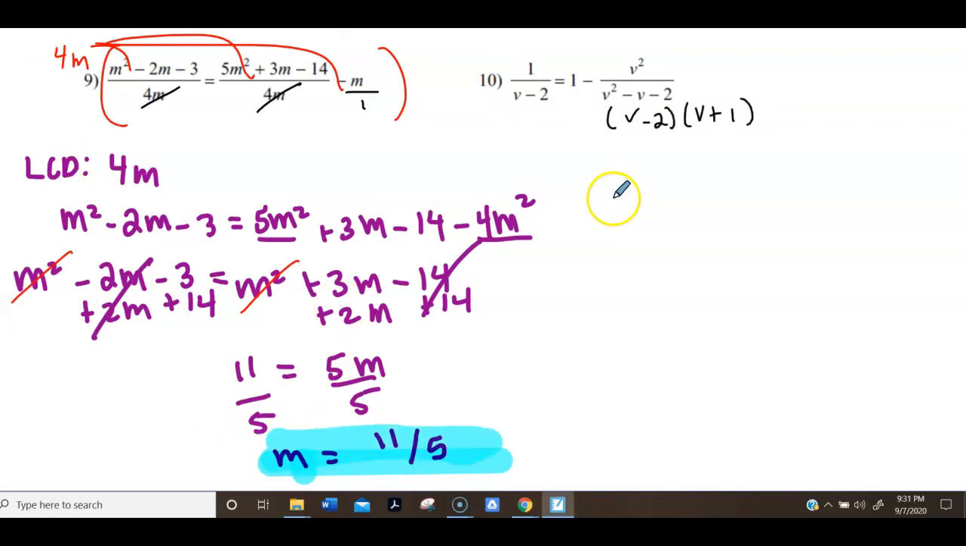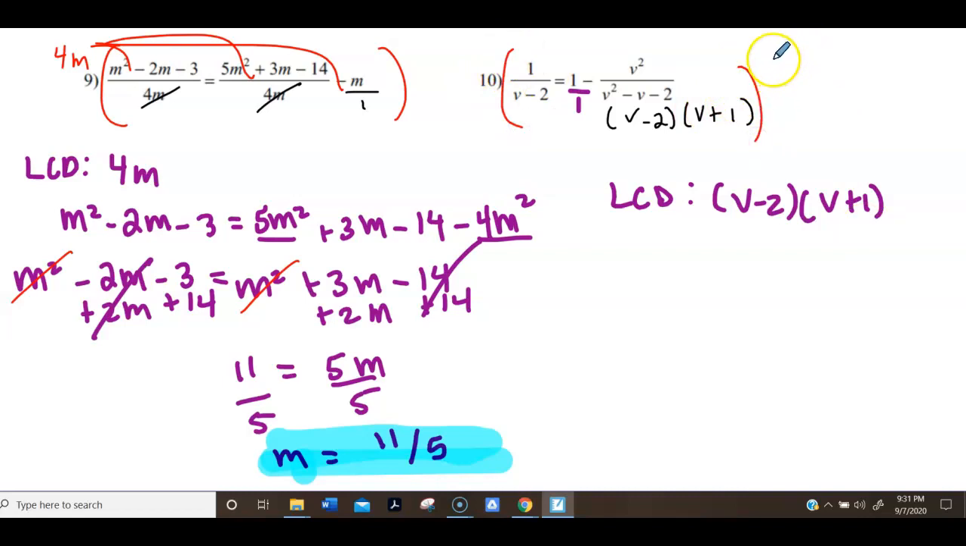Last problem. The first thing I did was factor, and now I'm going to write what the LCD is. Oh, I usually write my LCD in purple. Let's change that. All right, where is purple? There we go. LCD. V minus 2, I take it. 1 over 1, there's nothing to worry about. V minus 2, I have it, but I don't have a V plus 1.